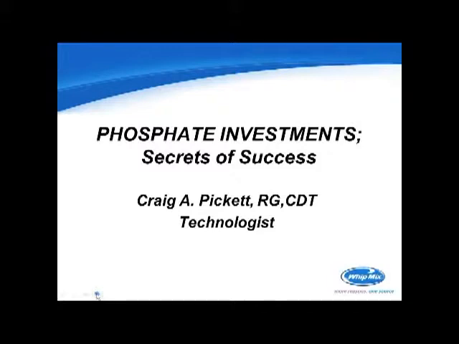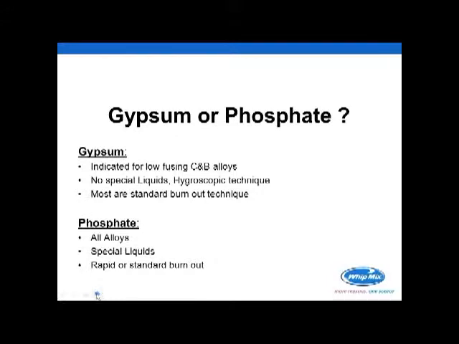Here we go. All right, so first of all, there are really two different types of investments. There's gypsum and there's phosphate. The gypsum investments were indicated for low fusing crown and bridge alloys, and those of you that have been at this quite a while probably use some of the old ones. Beauty Cast being probably the most prevalent one from the Whitmix Corporation. You didn't need any special liquids.